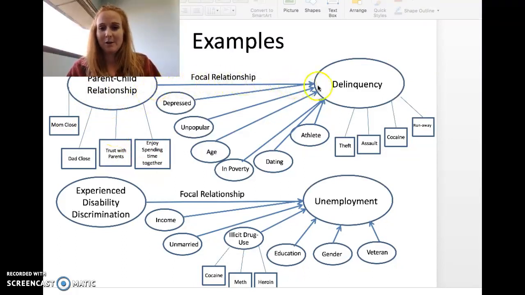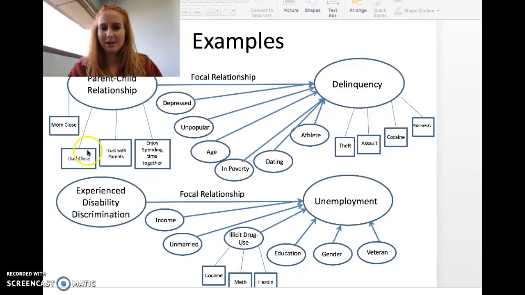Here's that big arrow pointing to delinquency. Now delinquency is another concept that is tough to measure by itself. So sometimes we have survey questions or items or fields in a data set where we say, okay, we have all these individual crimes or behaviors. If we put them all together, we could call that delinquency. So in this case, they used theft, assault, cocaine use, running away. There are clearly many other ways to measure delinquency, but this is just an example.